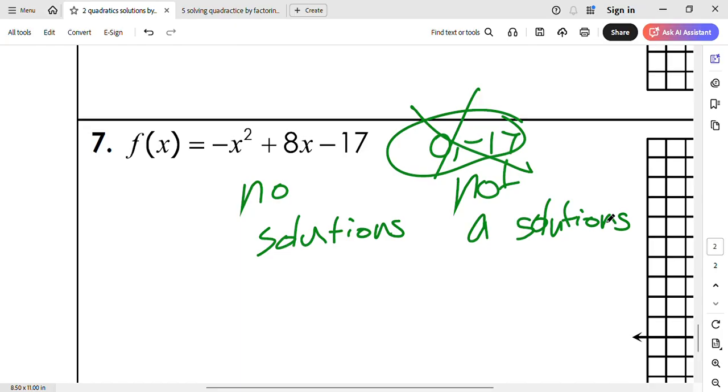It's good. We're just bridging the fact of solution meaning x-intercept. Solution and x-intercept means the same thing. Everyone hopefully now understands that.